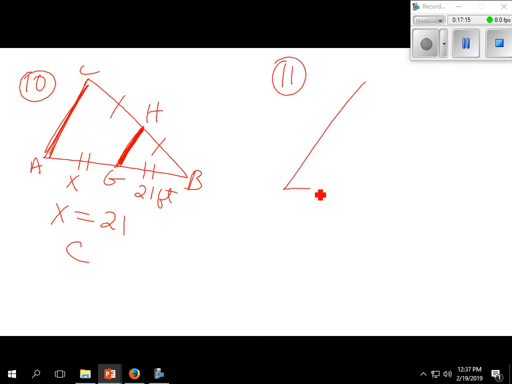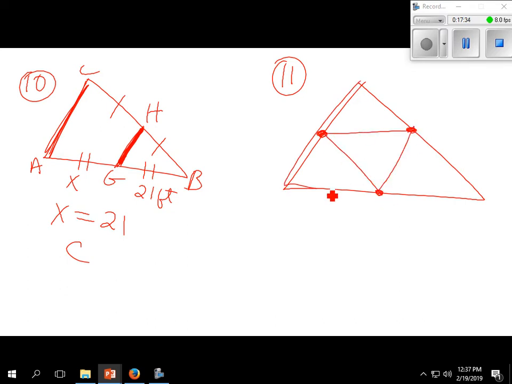Number 11, they give us a picture that looks something like this. It says you install fencing around a large triangular garden and you divide it into 4 smaller triangular gardens by connecting the midpoints. So we're connecting all these midpoints, and we're going to fence in the big triangle and this small triangle. We want to find the total of all those.